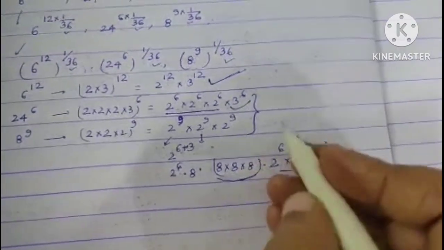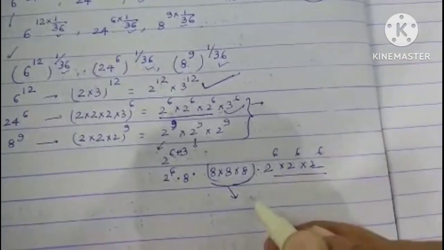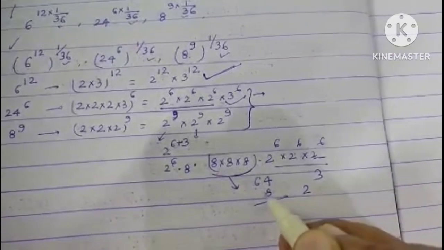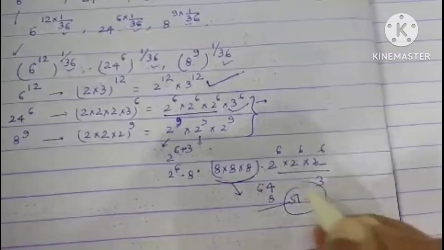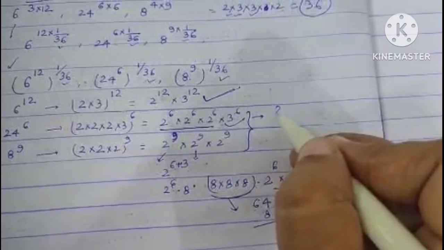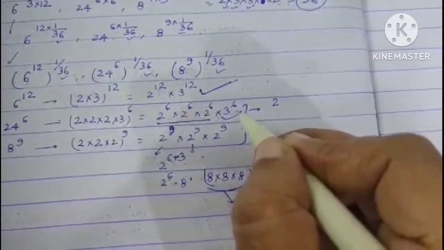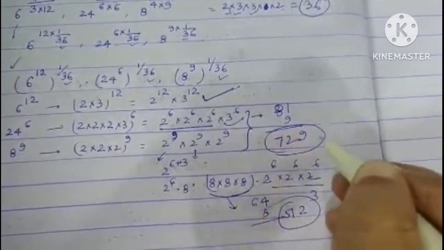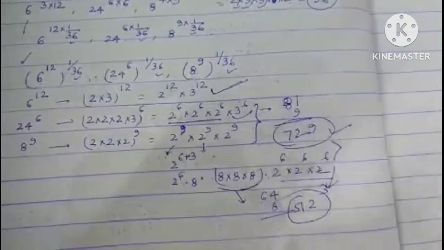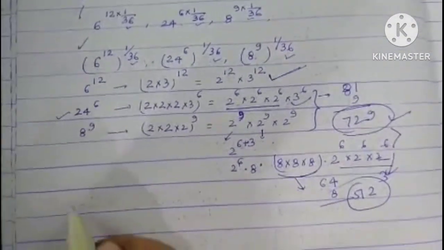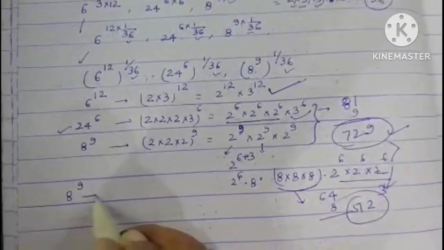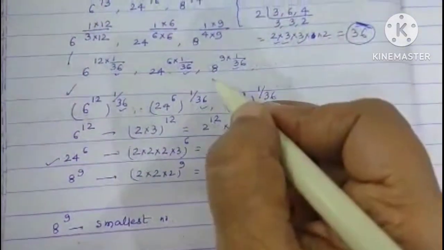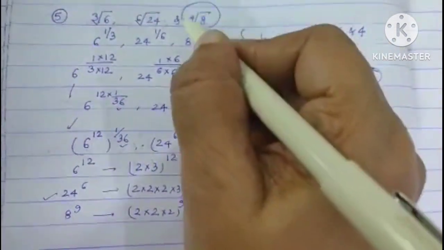Okay, let's compare it. If you find this one, 8 8 is 64, 8 4 is 32, 8 6 is 48, 512, it will come out 512. And this one, 3 3 is 9, 3 is 27, 3 is 81 and 9. So this one is bigger than this one. So this number is bigger than this one, so the smallest number will be 8 to the power 9. It is the smallest number, and correspondingly this one and this one.